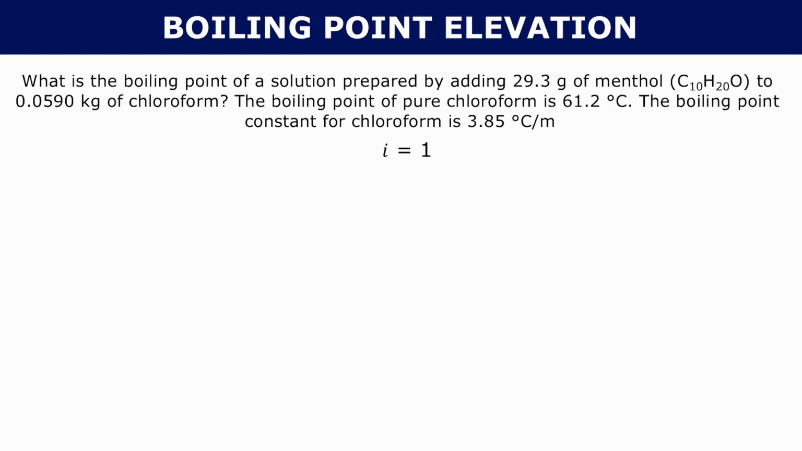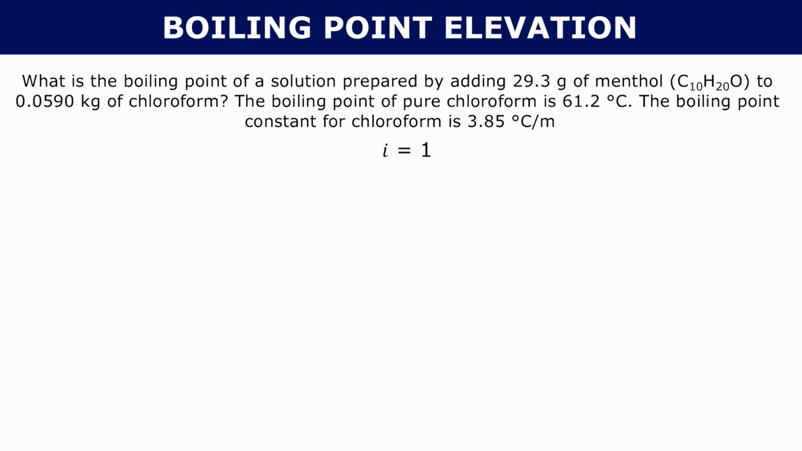What is the boiling point of a solution prepared by adding 29.3 grams of menthol to 0.0590 kilograms of chloroform? The boiling point of pure chloroform is 61.2 degrees Celsius. The boiling point constant for chloroform is 3.85 degrees Celsius per molality. And we're also told the Van Hoff factor, which is 1.